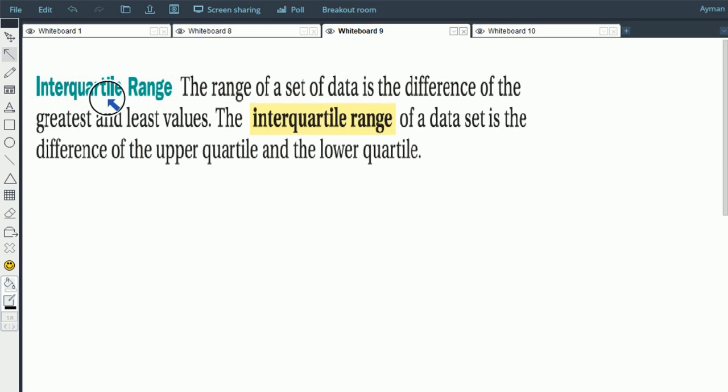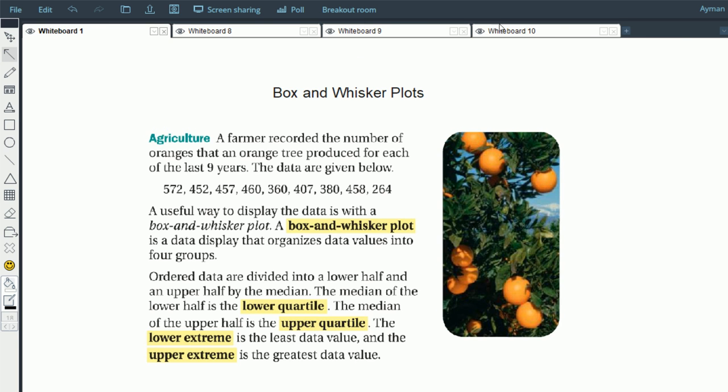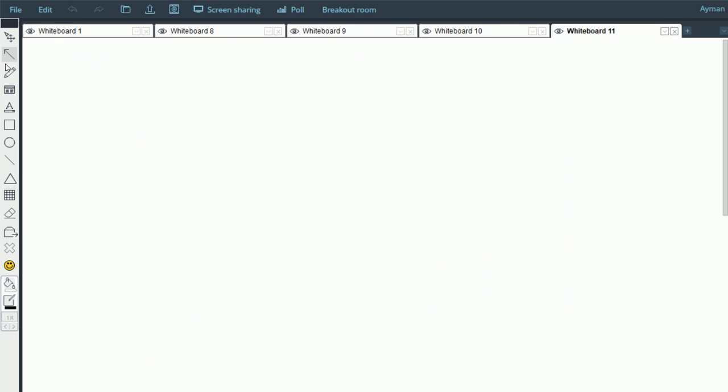The interquartile range, which is the range of the set of data, is the difference of the greatest and least values. We will call it the interquartile range. Then I'll give you an example to make it clearer for you.